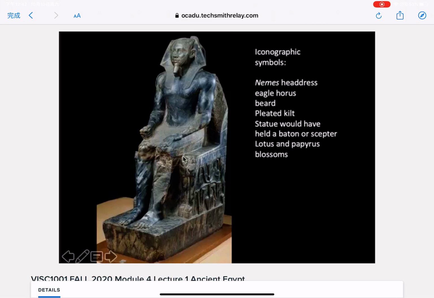The pleated kilt, or shendyt. He would have been holding a baton or a scepter or something indicative of his status as pharaoh. The intertwined lotus and papyrus blossoms, they're stylized. You could also add the fact that he's barefoot. All of these are iconographic symbols, or part of the iconography of this statue, that, together with the style of its depiction, create the overall mood of authority, or the message of the statue, which is to reinforce the absolute kingship of Khafre.